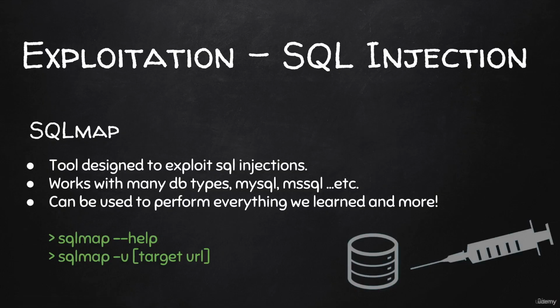In all of the lectures so far, we were exploiting SQL injections manually. So we were injecting the code into the URL or into the text boxes. In this video, I'm going to show you a tool called SQL Map, which allows you to do everything we learned so far and even more stuff. This tool can be used against MySQL databases, which the one that we were having the example on. It can also be used against Microsoft SQL, Oracle, and other database types.